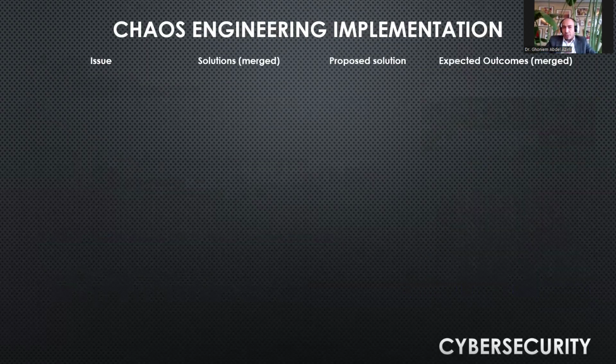So let's move forward to the implementation of chaos engineering. We will tackle simulation for chaos engineering. We will have a matrix. The matrix consists of 4 pillars. Number 1, the issue: what you will configure the chaos engineering tool to impact in your infrastructure. Number 2, the solution, number 3, the proposed solution, and number 4, the expected outcome.